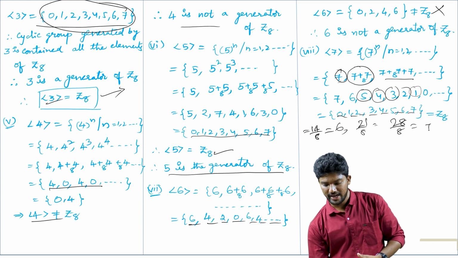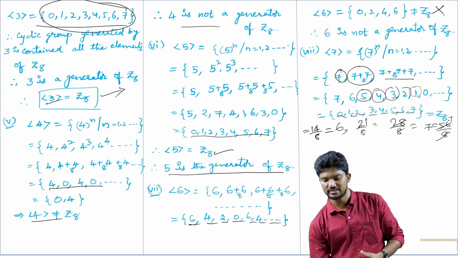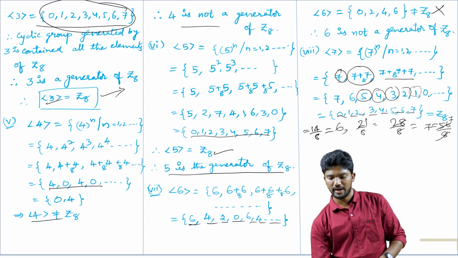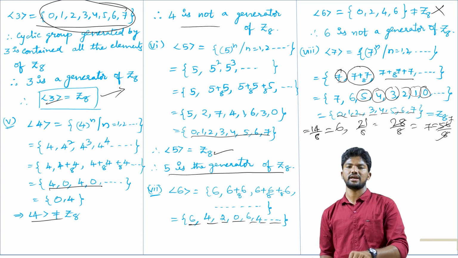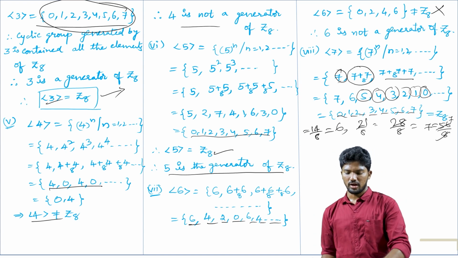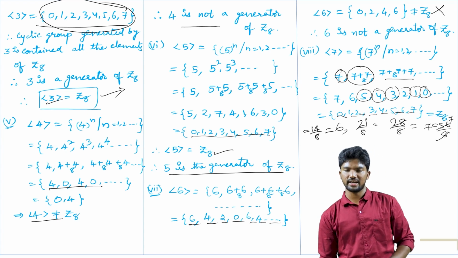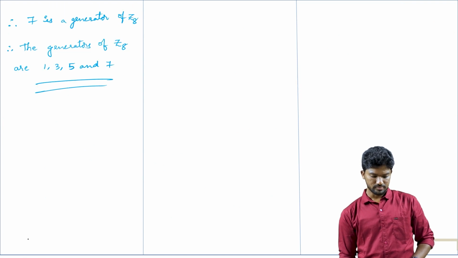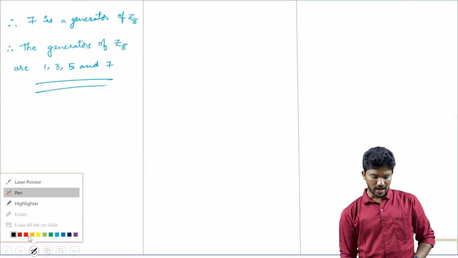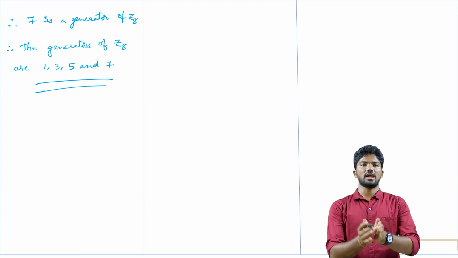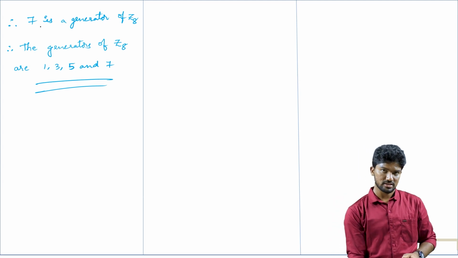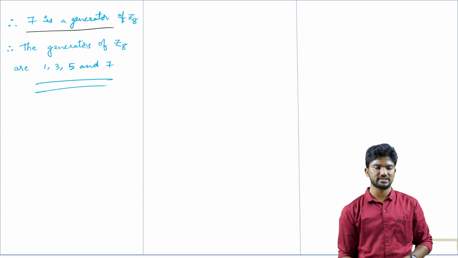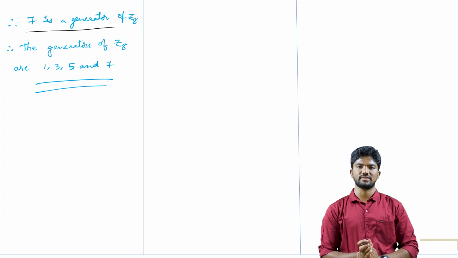7 8s are 56 will come. 56 by 8. 8 sevens are 56 will cancel. Remainder is 0. That 0 we are writing there. So if you arrange them in order, then you will get the set Z suffix 8. So therefore all the elements in Z suffix 8 are also there in the cyclic group generated by 7. So therefore 7 is the generator of Z suffix 8.